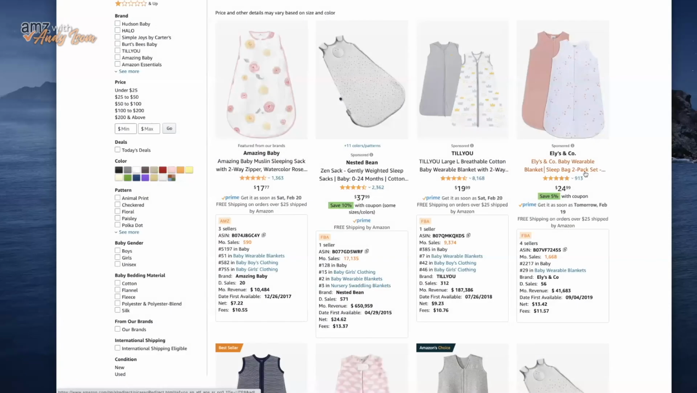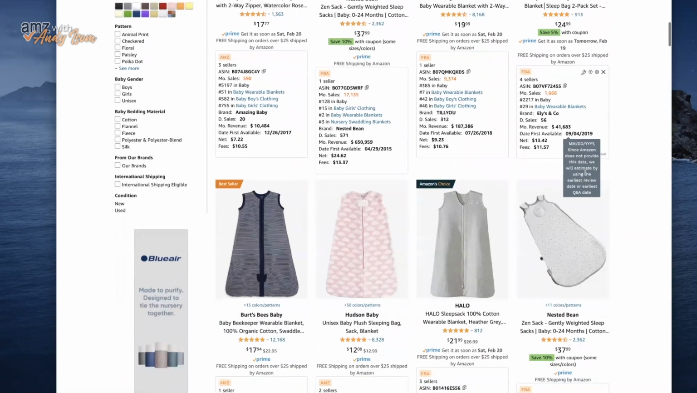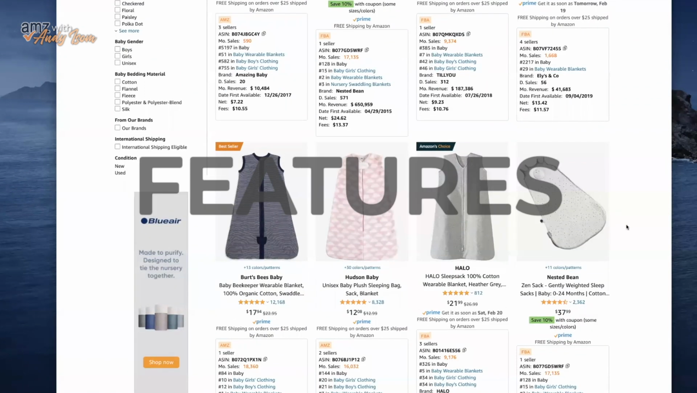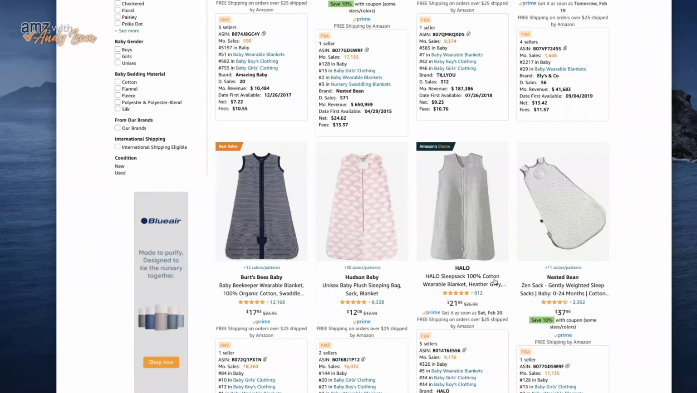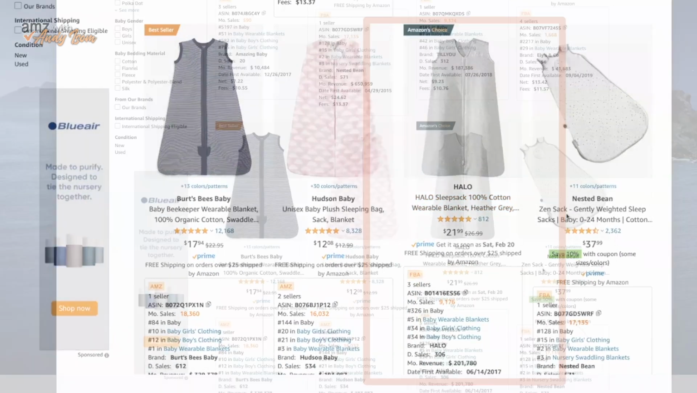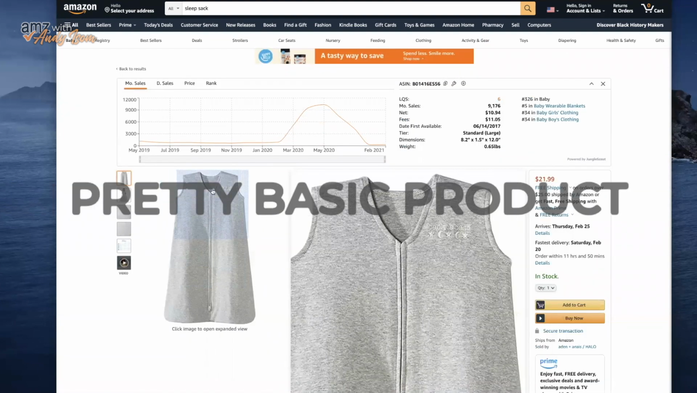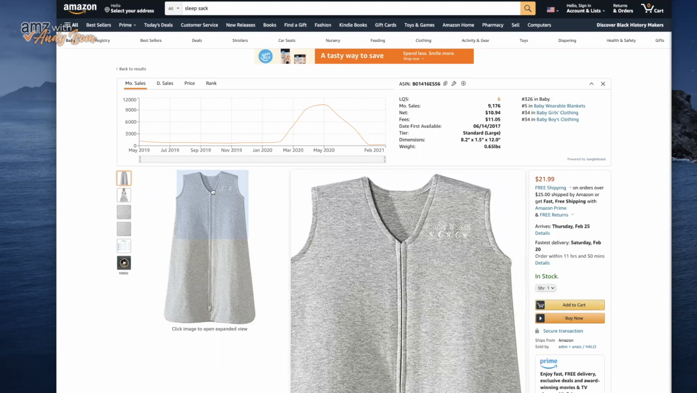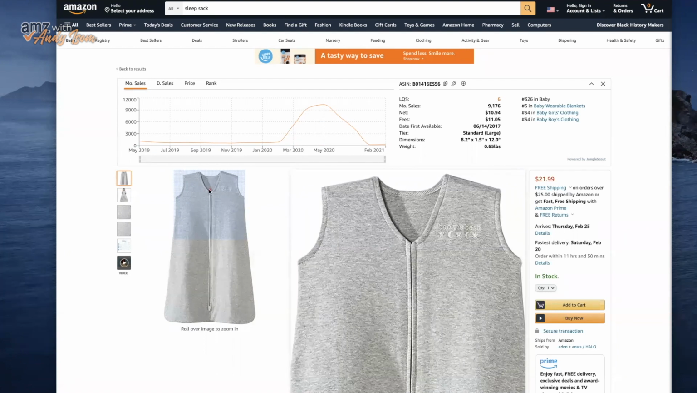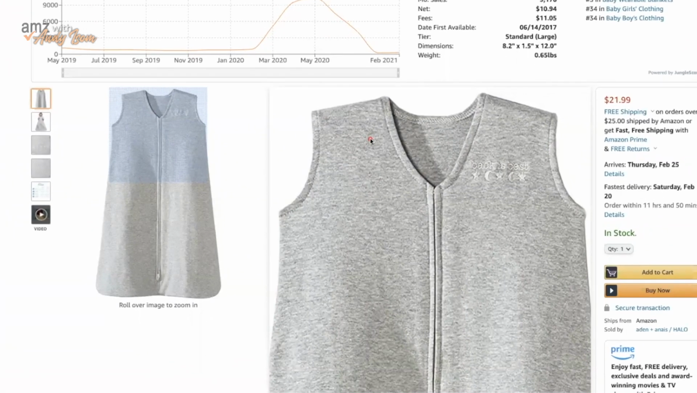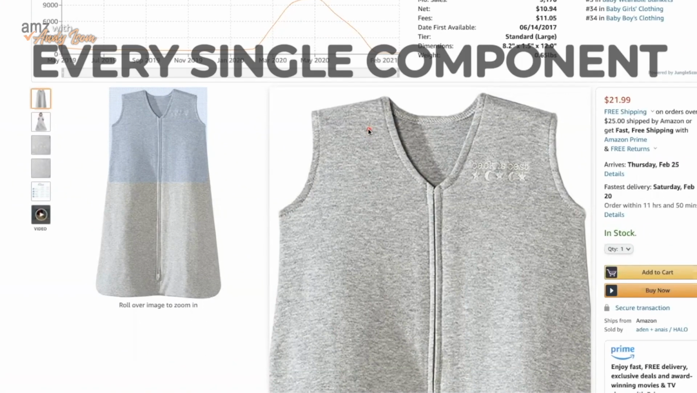Well, looking at sleep sacks right here, there's all sorts of different features of this product. That's kind of the first thing you want to nail down. Let's do Halo, because Halo is one of the biggest brands out there for sleep sacks. This is a pretty basic product. If I'm looking at this one right here, this is pretty basic. There's not a whole lot of features here. But if we think about this in extreme detail, we could break this product down into every single little core component.